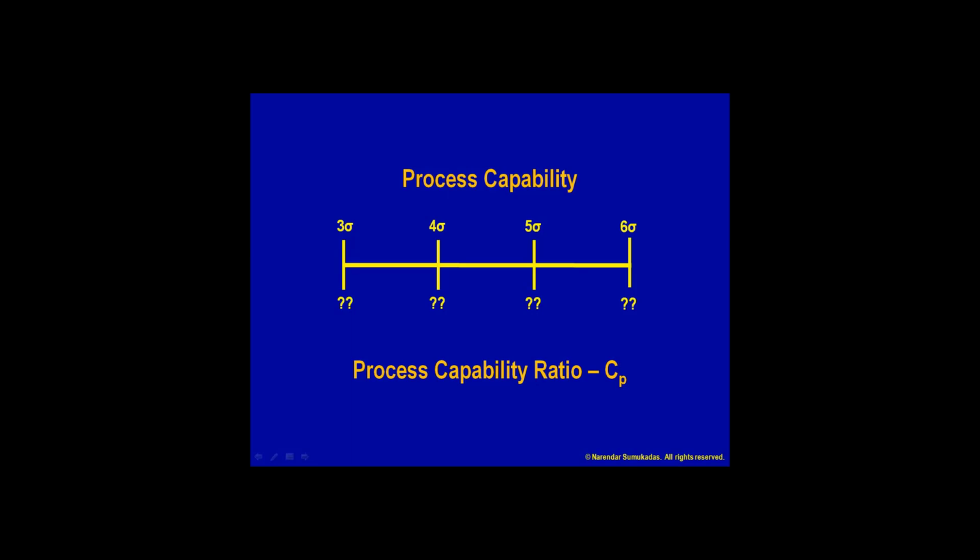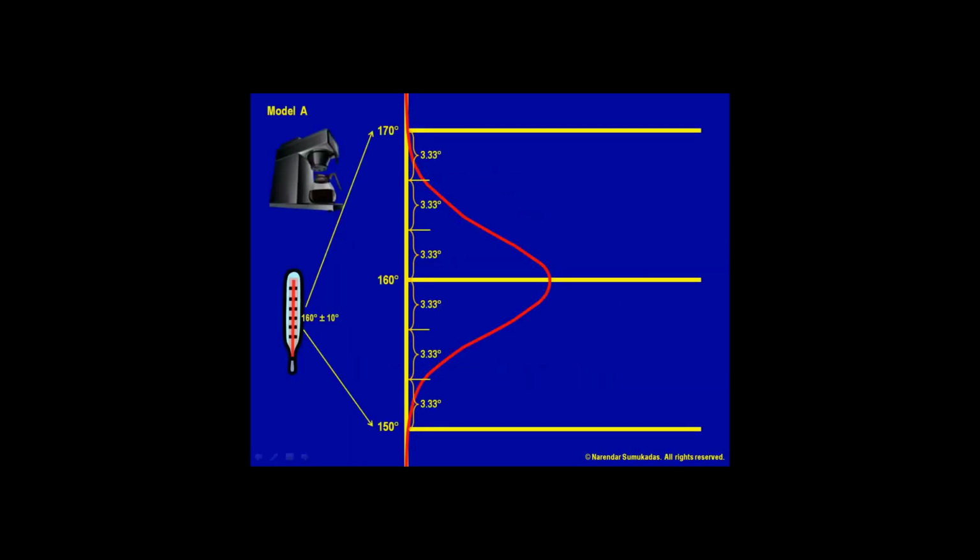To answer that question, let us look at our 3 sigma capable coffee machine, Model A. This machine is able to produce coffee at an average temperature of 160 degrees, with a standard deviation of 3.33 degrees. Within our desired range of 160 plus or minus 10 degrees, we are able to fit 3 standard deviations on either side of the mean. Calculating the Cp, we get 170 minus 150 divided by 6 times 3.33, which comes to 1.0.